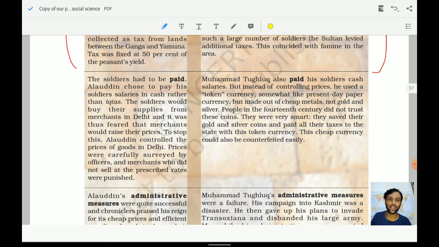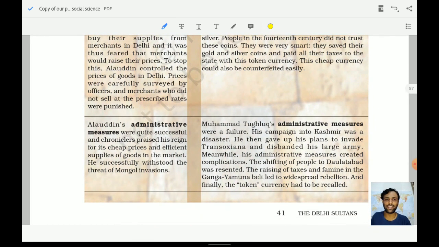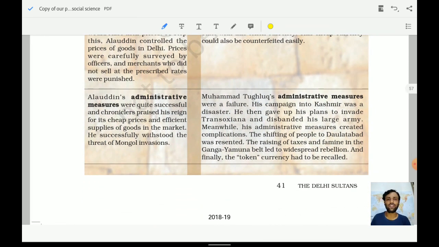They were very smart. They saved their gold and silver coins and paid all their taxes to the state with the token currency. This cheap currency could also be counterfeited easily, so people were able to copy it and pay their taxes using it. So Tughlaq's administrative measures were a failure.